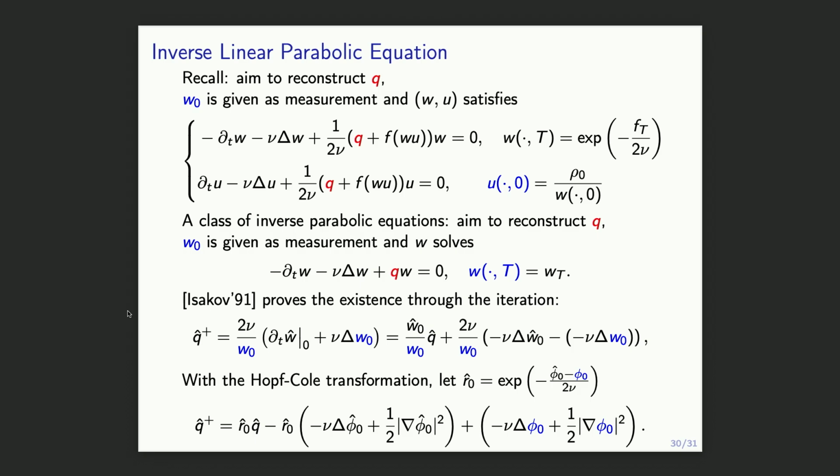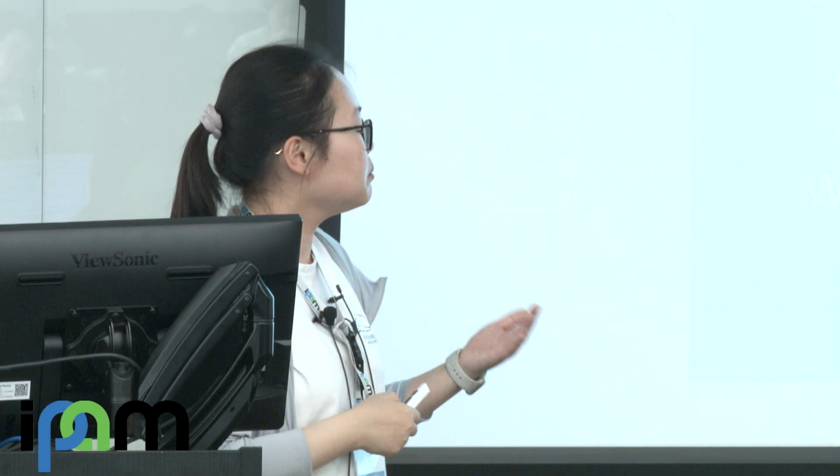And there are many theoretical studies on this and many algorithms for this. And we also find that in 1991, Isakov proves the existence through a fixed point iteration. And if we translate this algorithm to our mean field game language, that is almost the same as our equilibrium correction algorithm, where there's a difference of a ratio. But this is definitely something that can potentially prove maybe the uniqueness and existence of the solution to the inverse problem.